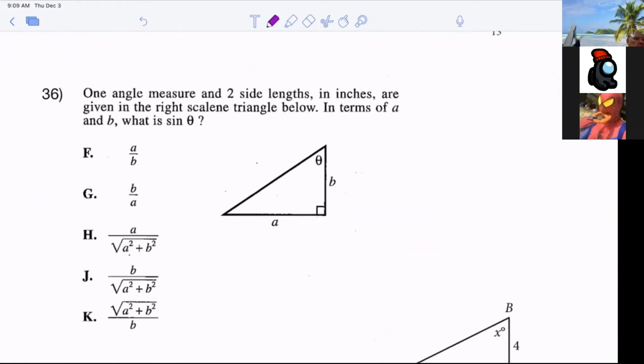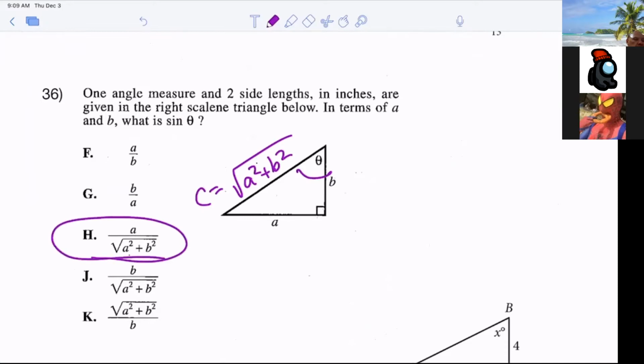So now we want the sine. If I want the sine, I need the hypotenuse. And the hypotenuse is just the square root of a squared plus b squared. And so now we want sine. So it is a over the square root of a squared plus b squared.